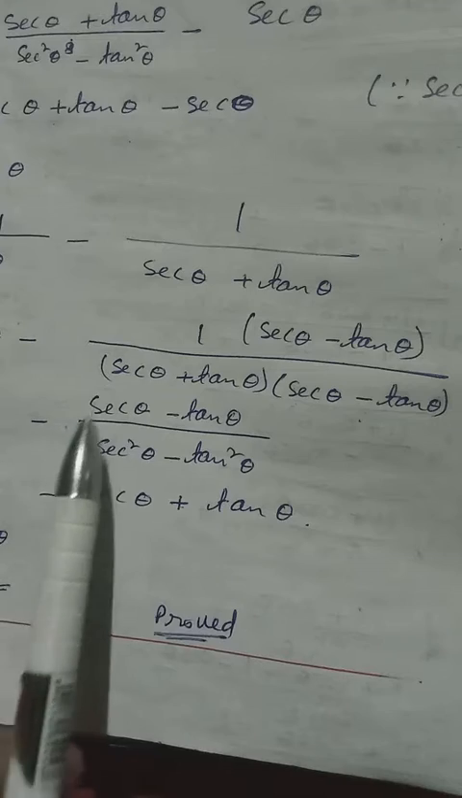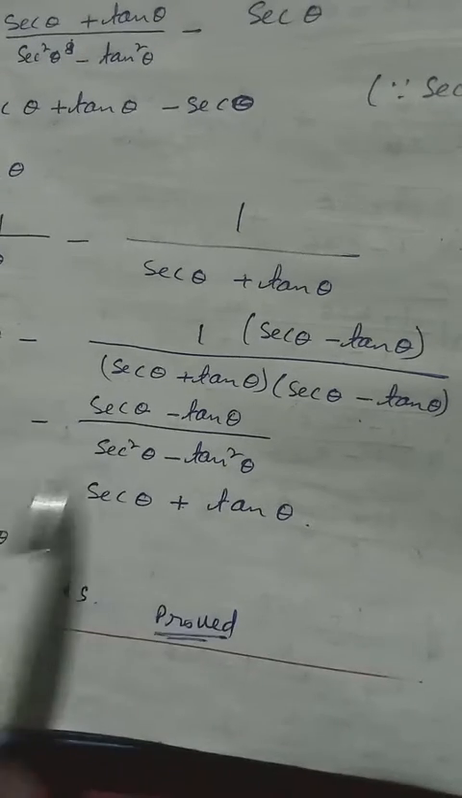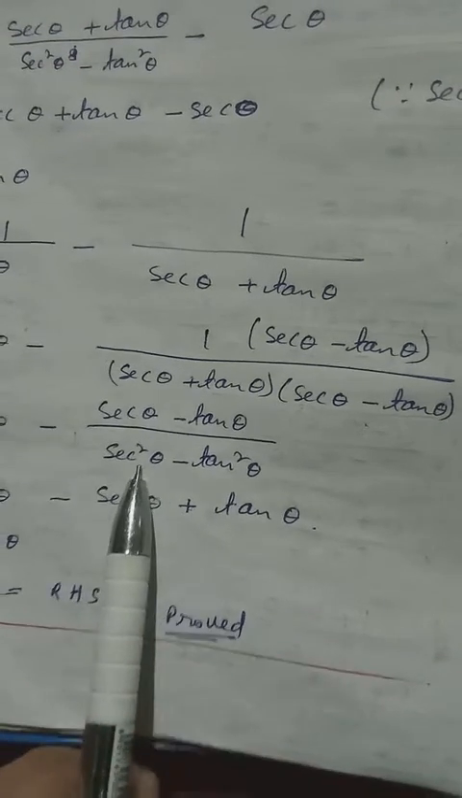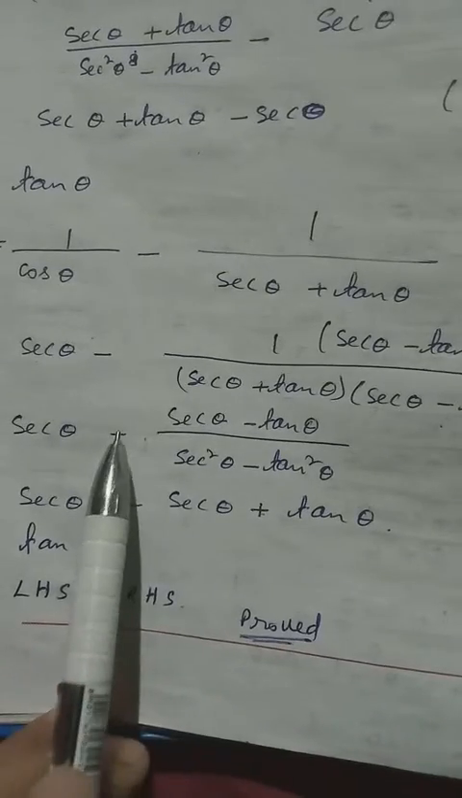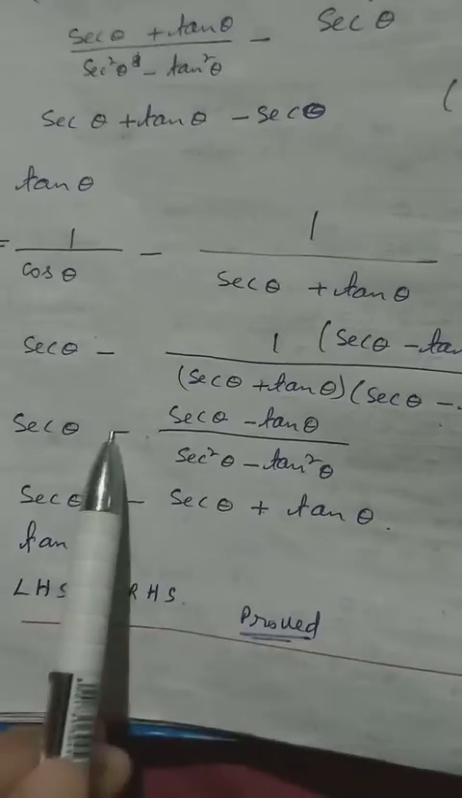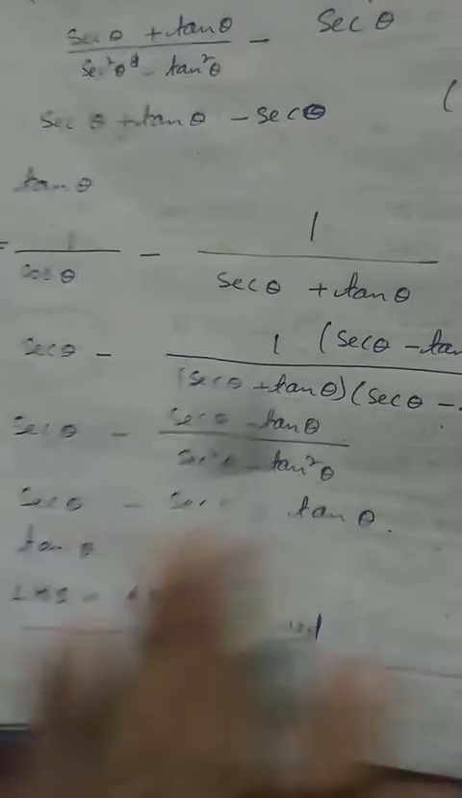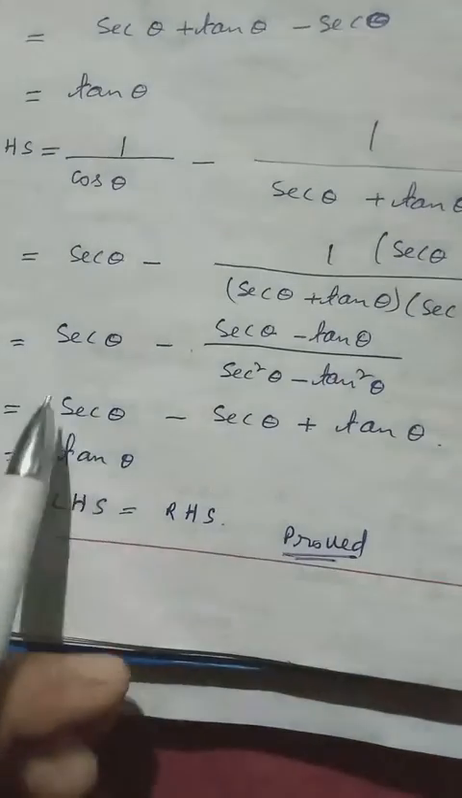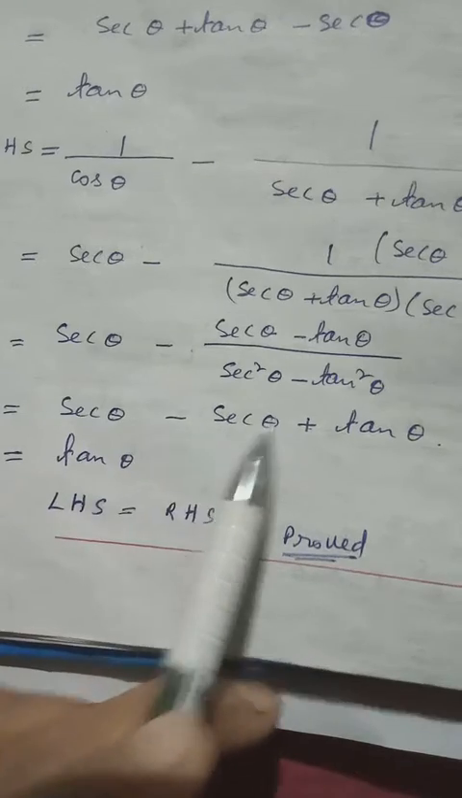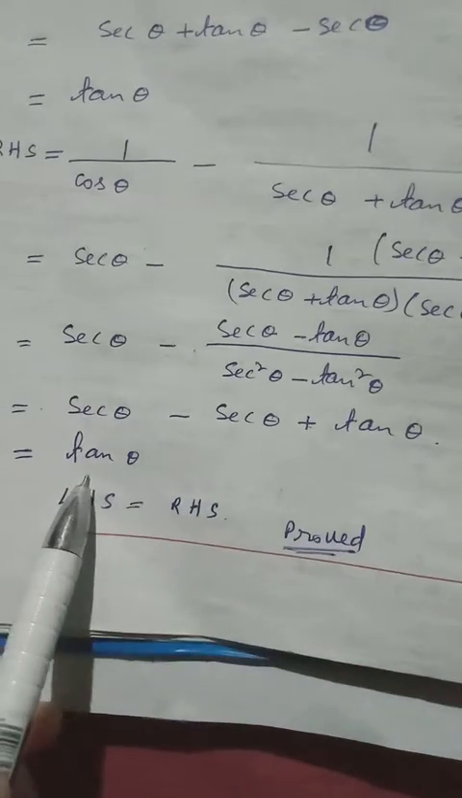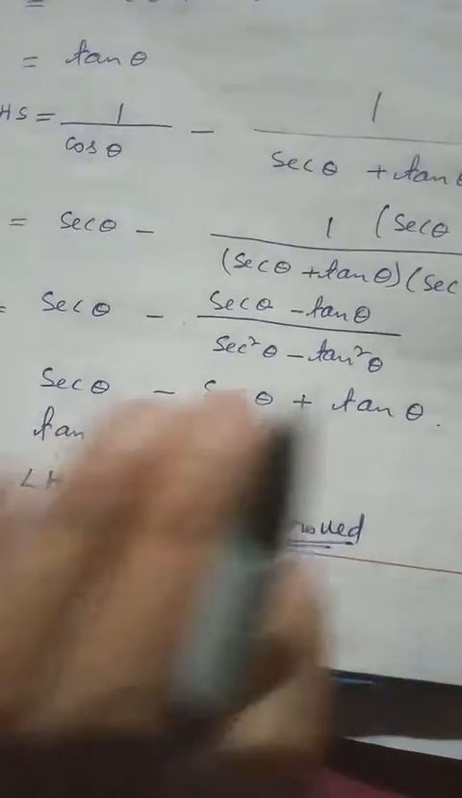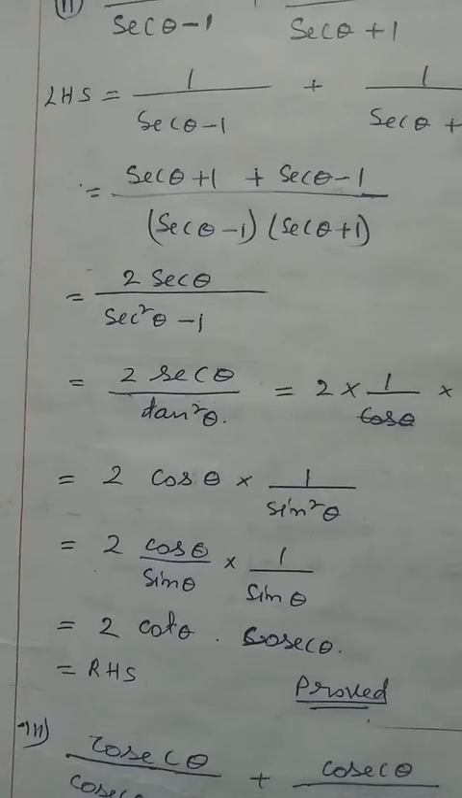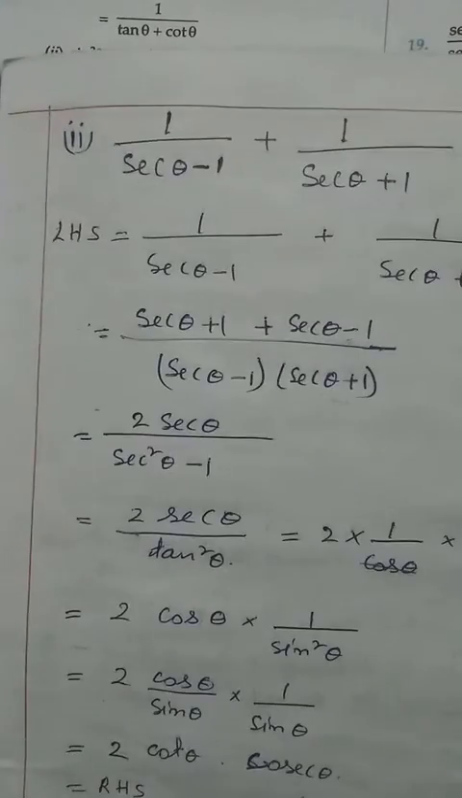Then this one let be like that. From identity, sec square minus tan square equal to 1. Then here we multiply minus to plus minus, minus to minus plus. So if we compare both 1 sec theta plus 1 sec theta minus, we can cancel. It is equal to tan theta, which is equal to the right hand side. Then next we will see number 2.